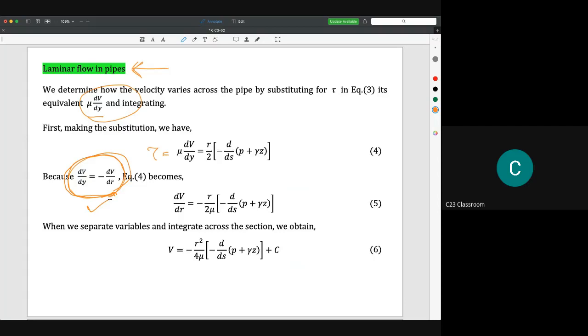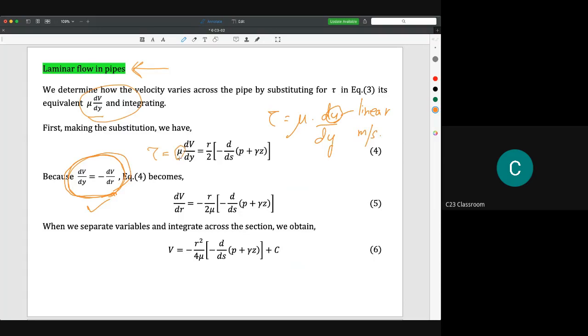Because in any textbook, they will not write tau equals mu du dy in terms of polar coordinates. There is no idea of shear stress written in polar coordinates. Normally, we will assume that tau is equal to mu du dy. So you need to understand that tau is equal to mu du dy. Here u is the linear velocity, which means the unit is meter per second.